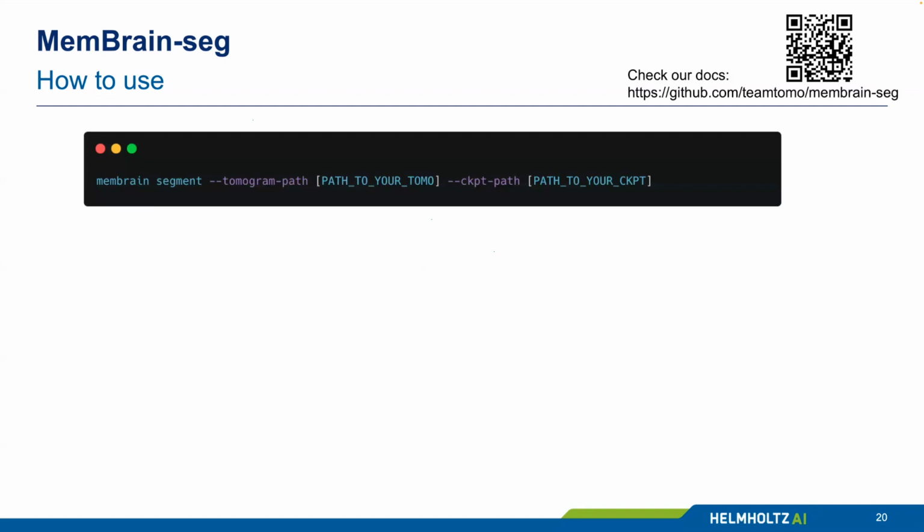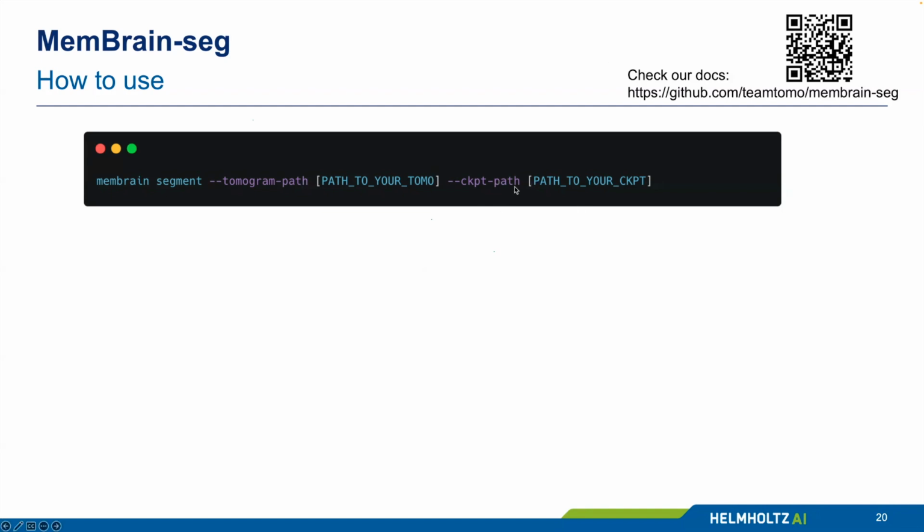And the MemBrain-seg program is basically just a collection of command line commands, with this one being probably the most important one, because we try to have this out-of-the-box segmentation. Ideally, you would just type into your command line membrane_segment and then pass the path to your tomogram and the path to your checkpoint.